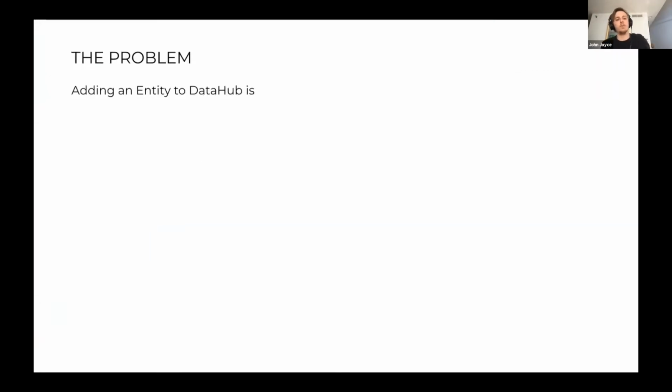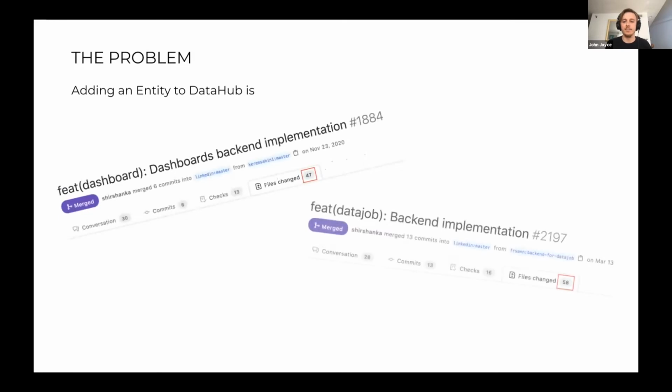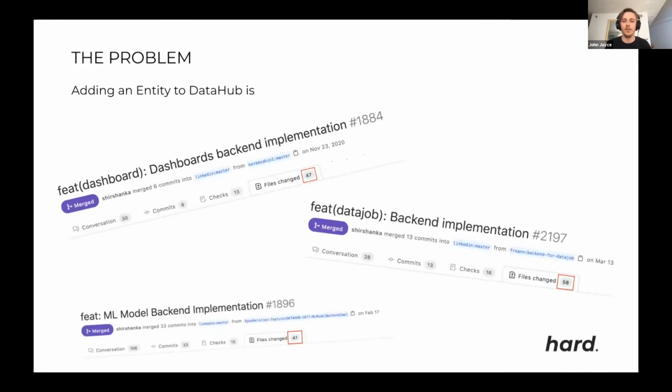So what is the problem we're trying to solve with no-code metadata? Well, the problem is that adding an entity to DataHub today is pretty hard. So these are 3 PRs. They all add 2 entities each. And you can see that the number of files that need to change just to add them to the GMS, so the backend layer, which we're going to focus on here today, is about 50 files.